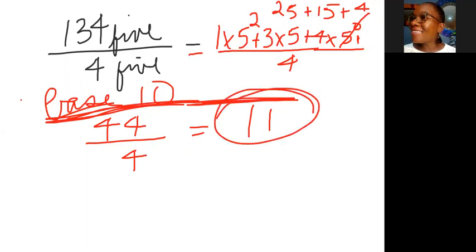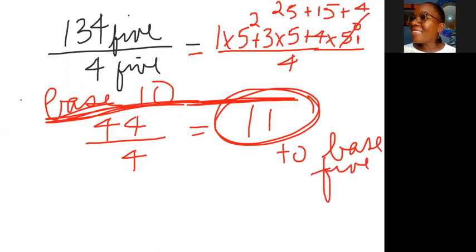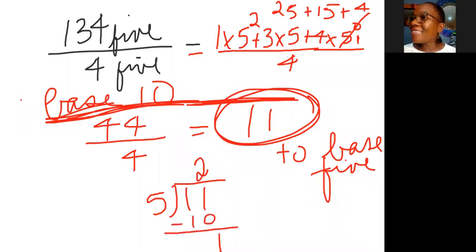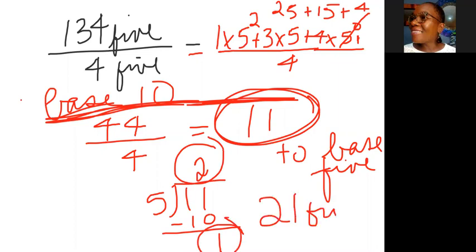Now we're going to convert this to base 5. How do we convert it to base 5? We just take the 5 divided into 11. 5 goes into 11 how many times? 2 times. And with what left over? 1. So here's your answer, guys. 2, 1. See, I could have done that in my head, but I'm writing it out for you guys to see what's happening. So 2, 1, base 5 is your answer. 21 base 5, that's your answer.